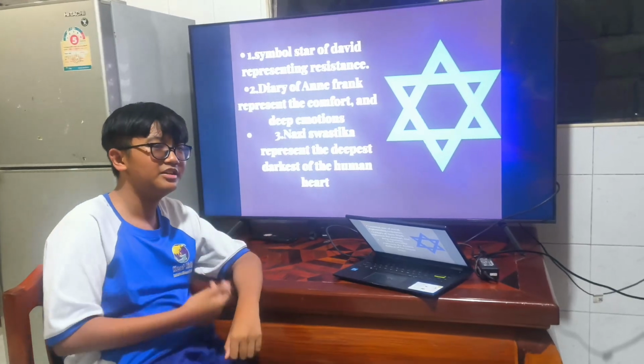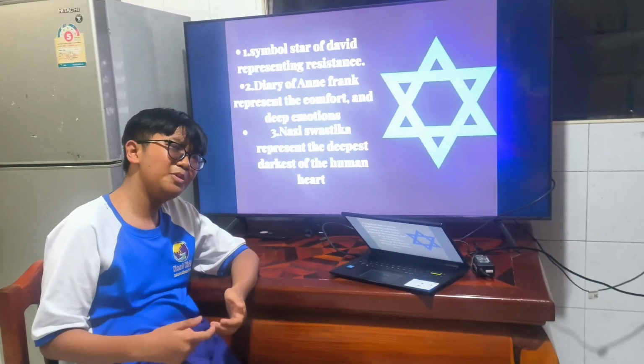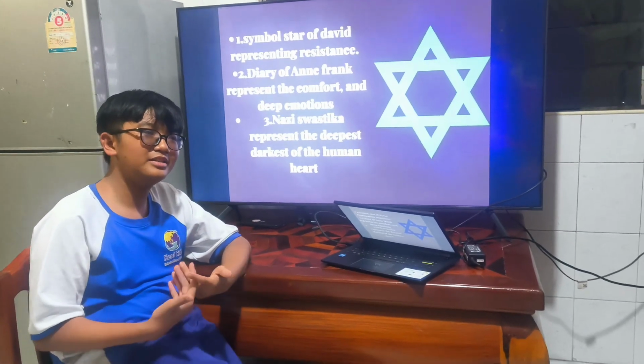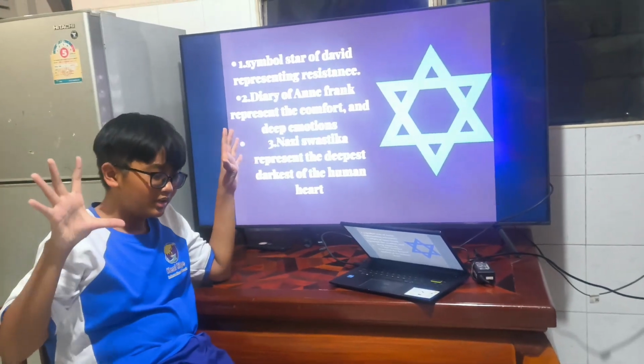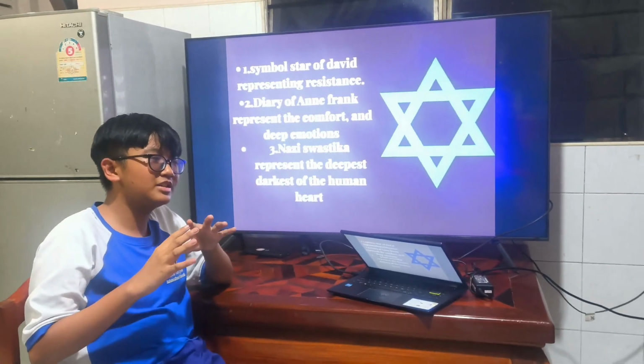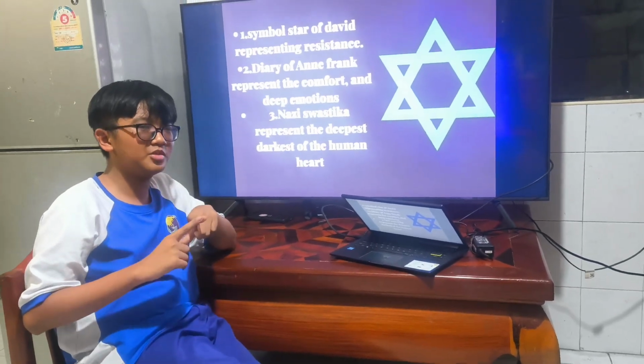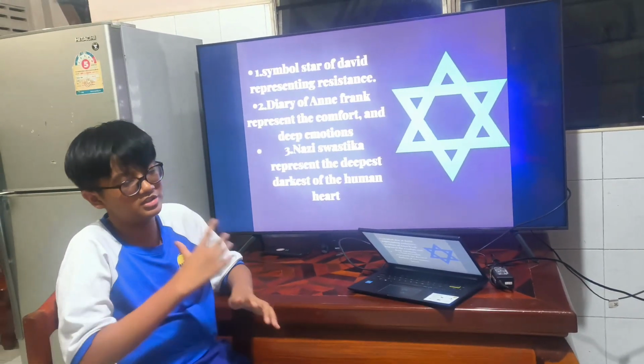The Nazi swastika is a symbol of pure, almost evil. It is what's shown to be completely and utterly evil. The swastika is used as a fear mechanism to round up all the Jews and send them to concentration camps.